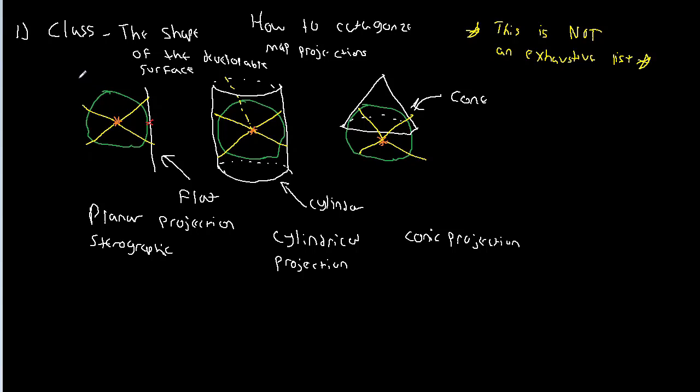This video is getting a little bit long, so I actually want to break this up into another video. So at this point, we've covered that we can change the shape of the developable surface by either laying it flat against the Earth, wrapping it up in a cylinder, or creating a cone and placing it on the Earth.